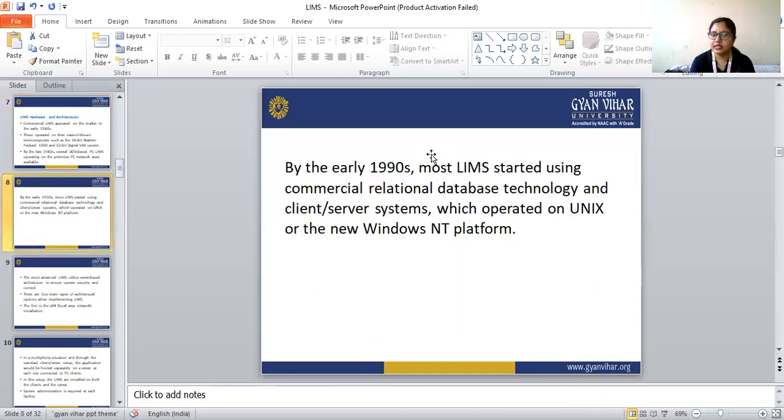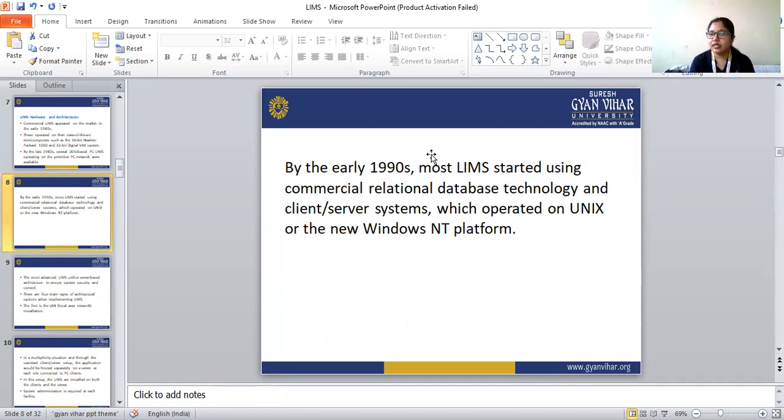By the early 1990s, most LIMS started using commercial relational database technology and client server systems, which operated on Unix or the new Windows NT platform. So this is again an operating system. Unix is an operating system, and Windows NT platform is again an operating system.